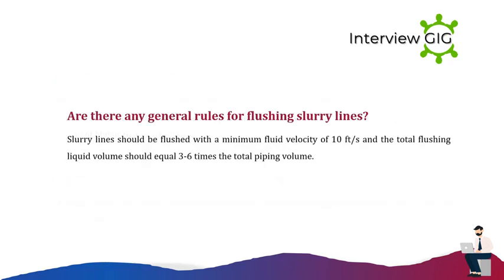Are there any general rules for flushing slurry lines? Slurry lines should be flushed with a minimum fluid velocity of 10 feet per second, and the total flushing liquid volume should equal 3 to 6 times the total piping volume.